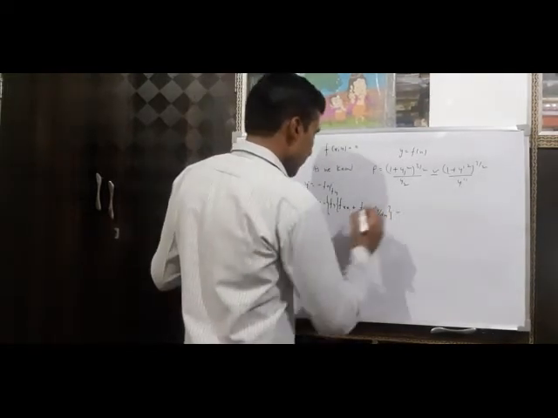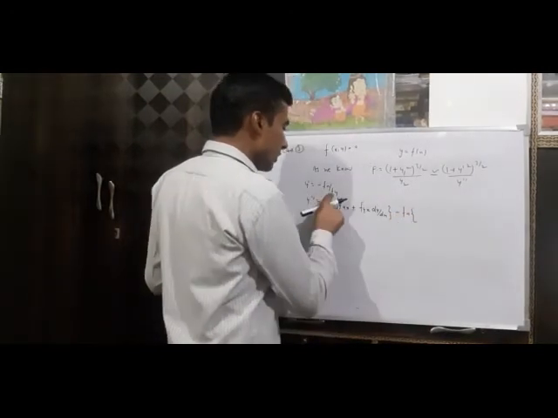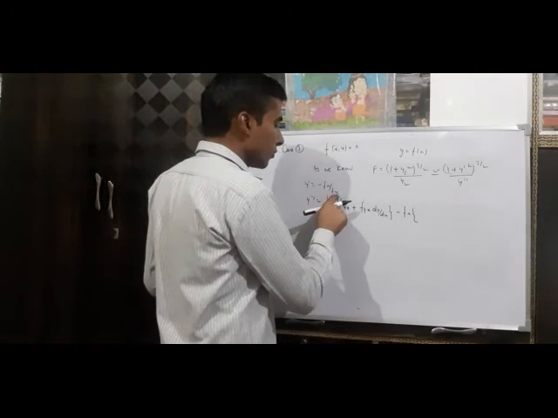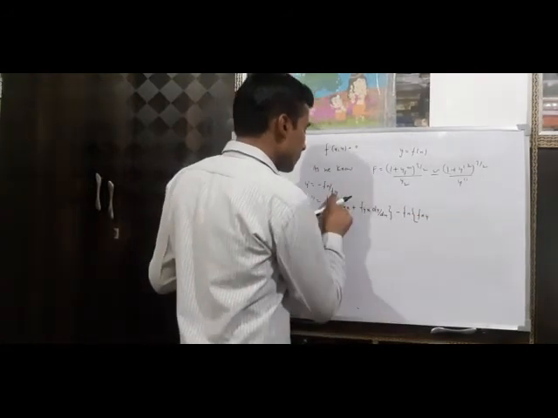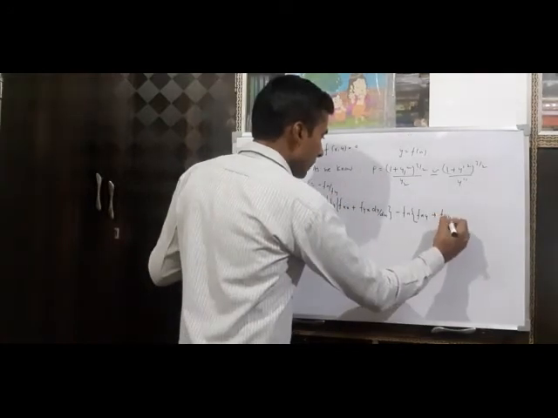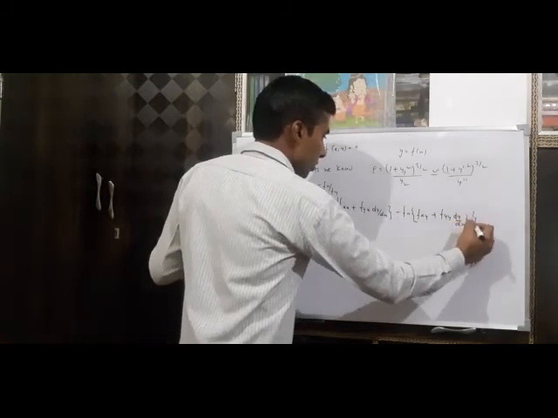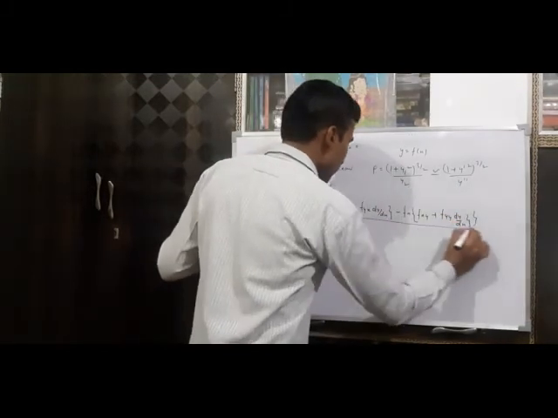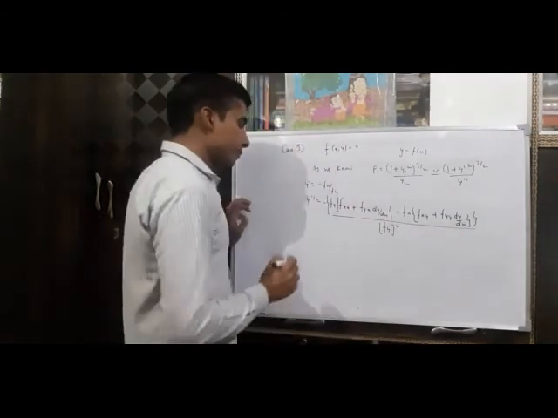Next, minus f_x as it is, and the partial derivative of f_y with respect to x is f_xy, and with respect to y is f_yy dy/dx, and the whole thing is divided by f_y square.